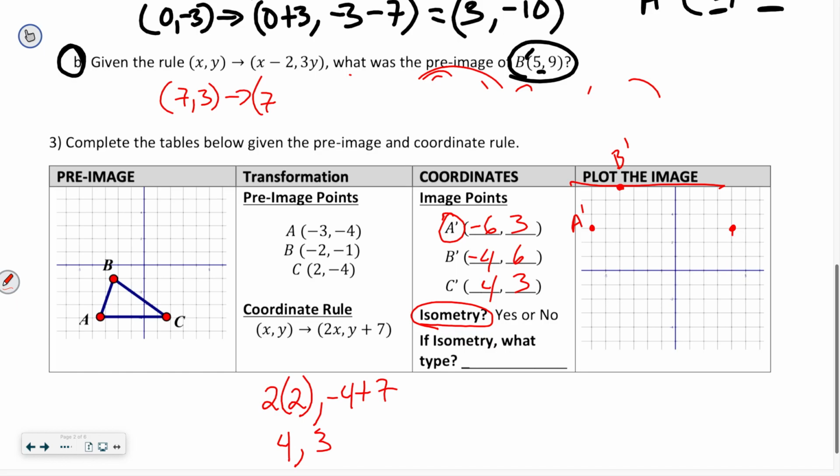When I connect them, I end up with this picture. Hey, that looks weird. Is this a rigid motion? Doesn't look like it because the picture got, what happened here? Well, it got bigger, right? It got bigger. That means that this was a dilation. Is a dilation an isometry? No, it's not. So, is this an isometry? Absolutely not.